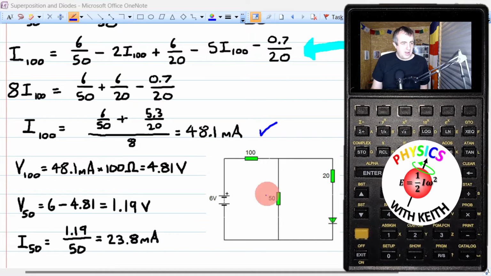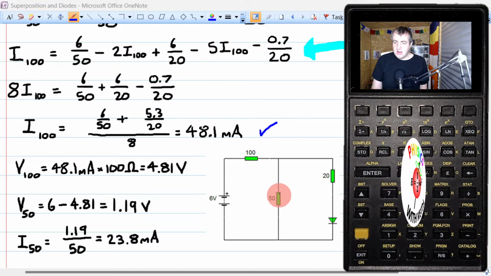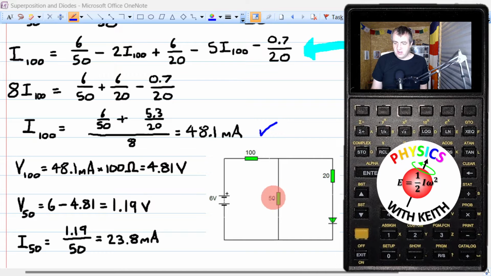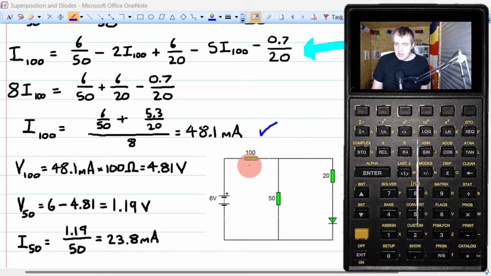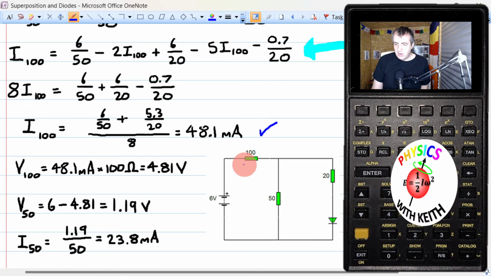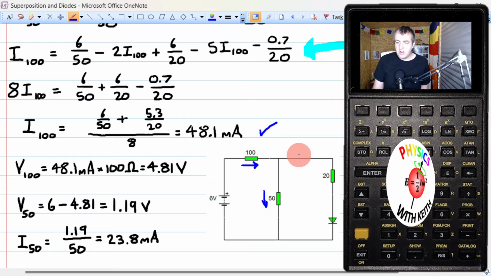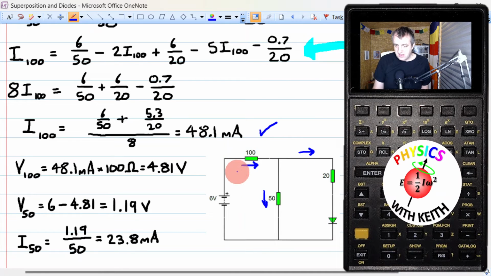Once you've got 1.19 volts here, I50, this is the bottom line of algebra on the screen, is just going to be the potential difference divided by the resistance. So that's 23.8 milliamps. So now we've got the current through this one here and the current through this one here. We can use Kirchhoff's first law to determine the current through there. I'm just going to label these.